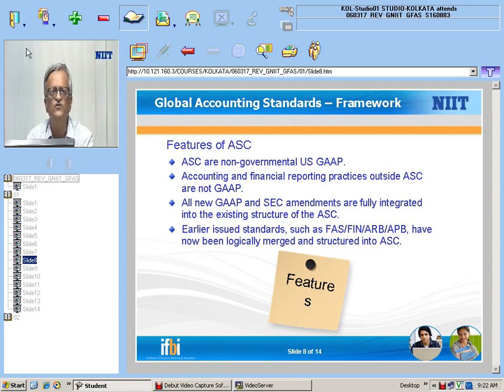ASC, accounting structure codification. Various organizations were there: FAS, financial accounting standards; FIN stands for FASB interpretations; ARB stands for accounting research bulletin; APB stands for accounting principles board. These were the various organizations which were issuing various accounting standards. But from 2009 onwards, all these have been merged, combined into a single accounting structure codification.